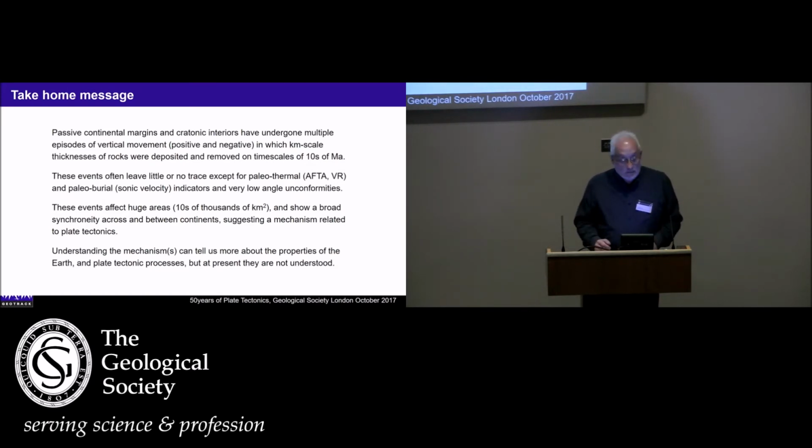Basically, what we've been studying for the last 30 years is these vertical movements in non-tectonic areas like Pacific continental margins and cratonic interiors, where we're seeing kilometre-scale sections deposited and then removed in a number of separate episodes with a time scale of tens of millions of years. These are things that can't be explained as far as I know, although maybe some people have a different idea. But the fact is that they leave very little trace, because almost everything's removed again.